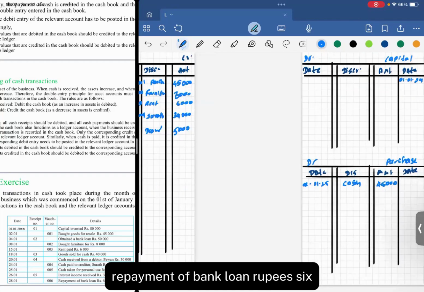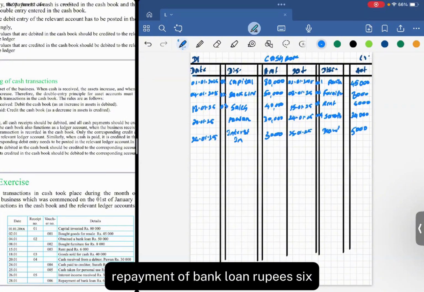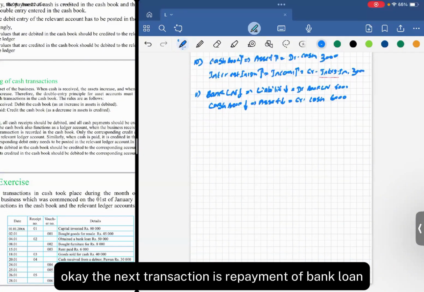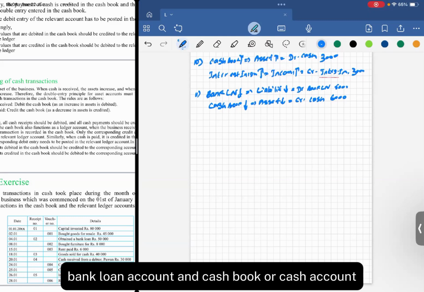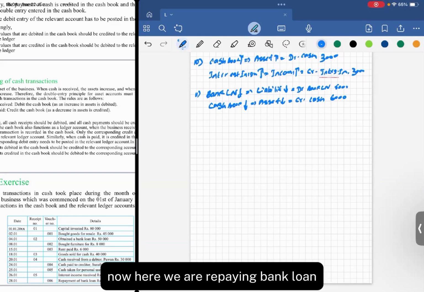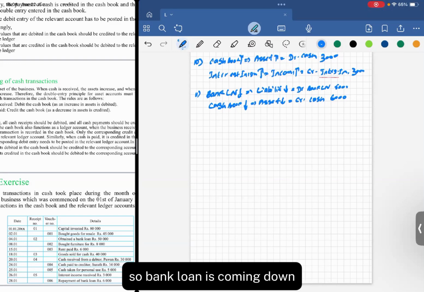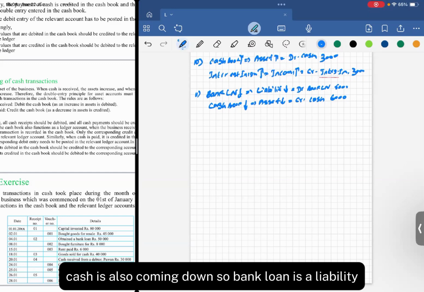Then we will move on to the final transaction: repayment of bank loan, rupees 6,000. So we have two accounts, the bank loan account and the cash book or cash account. Here we are repaying the bank loan, so the bank loan is coming down. As we repay the loan from cash, cash is also coming down.